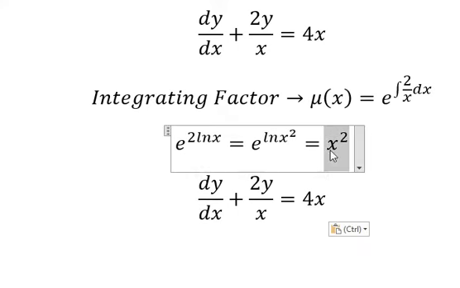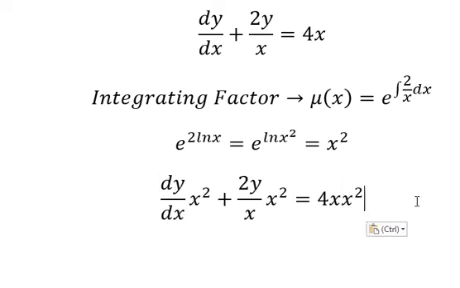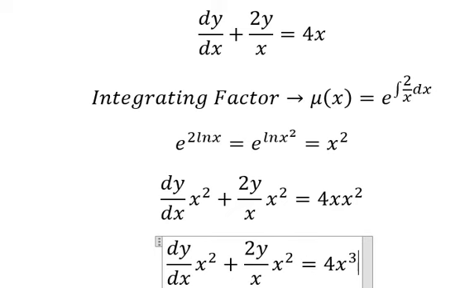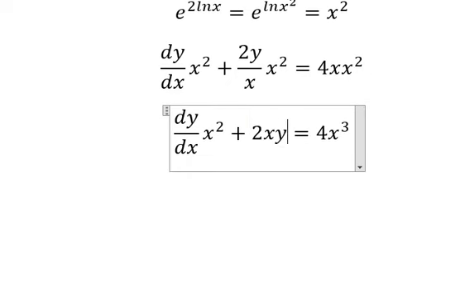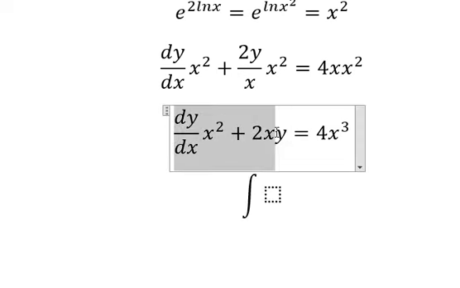Now we multiply by s squared in here. This one we have s to the power of 3. This one we have 2sy. Now we can put the integration for both sides.